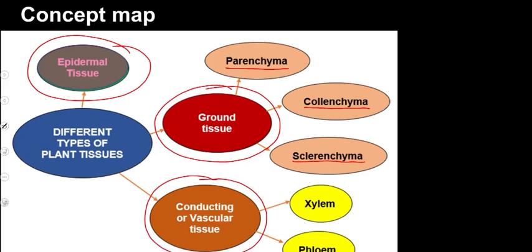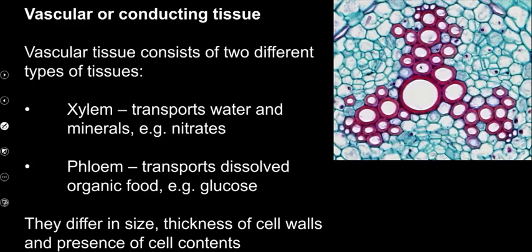And you can think of this like your arteries and veins. It carries substances around your body. And in plants, there are two different types. One carries water and one carries food. And we are going to have a look at those two different types of conducting or vascular tissue. So the first one is called xylem.